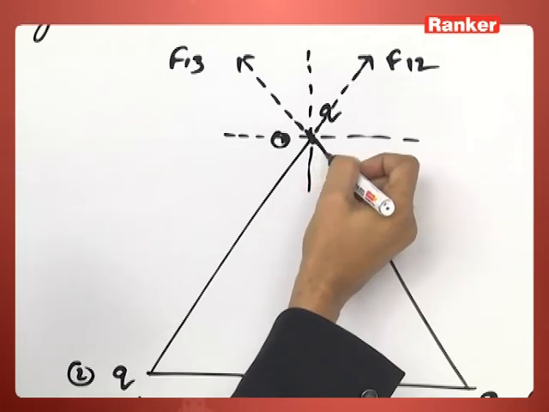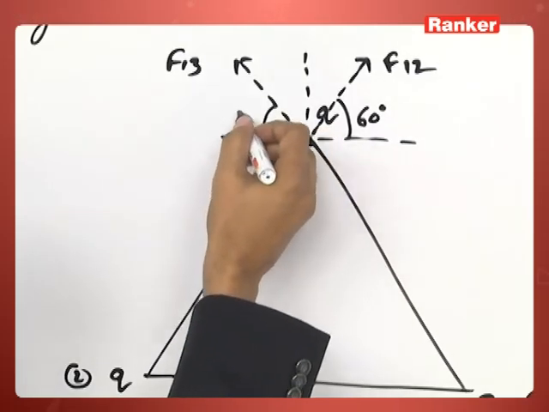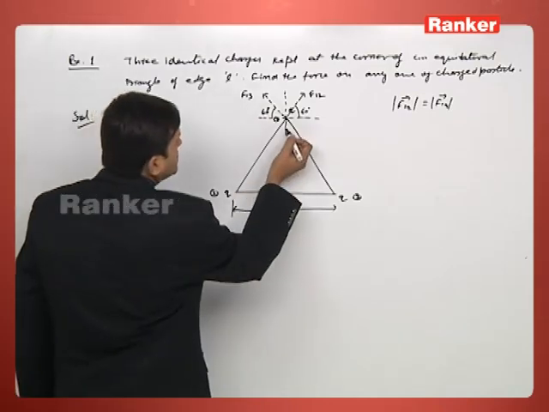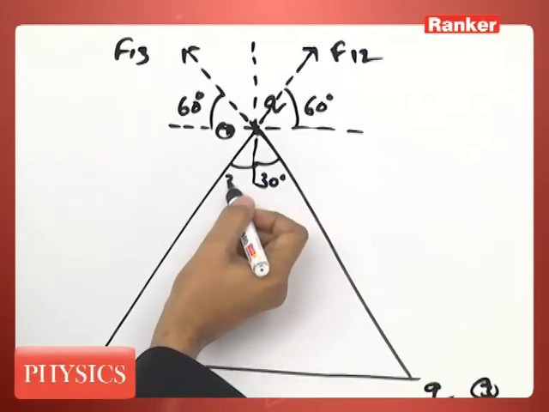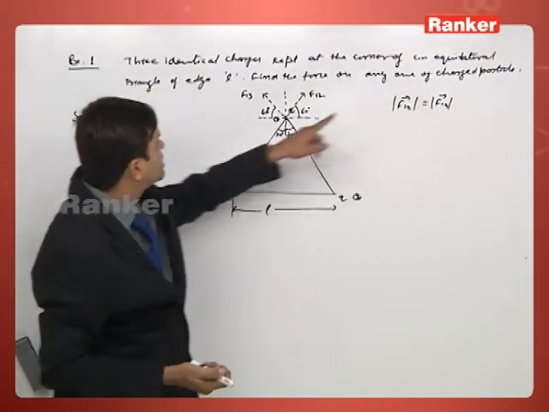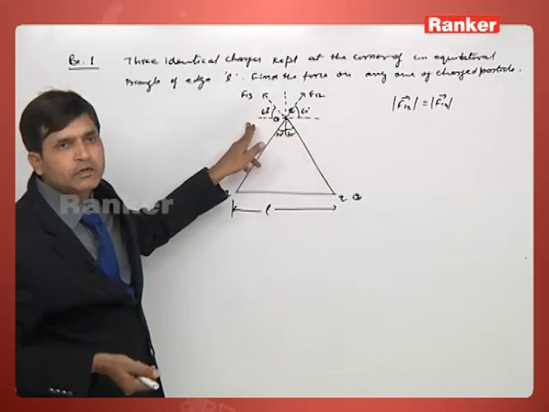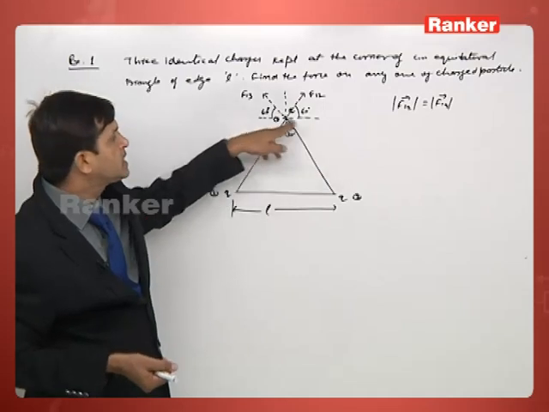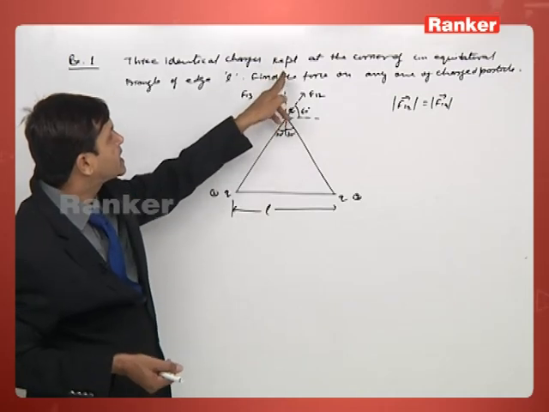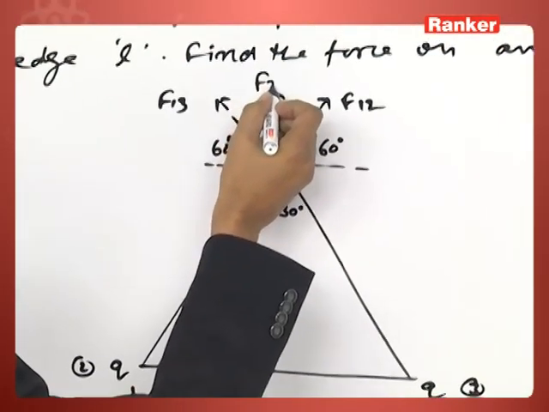This angle here is 30 degrees, so this angle is 60 degrees. Similarly, this angle is also 60 degrees, because this is an equilateral triangle, and an equilateral triangle means each angle is 60 degrees. Since the magnitudes of the forces are equal, when resolving in the horizontal direction, F12 cos 60 and F13 cos 60 are in opposite directions, so these cancel. Only the vertical components remain, so the net force will be in this direction.